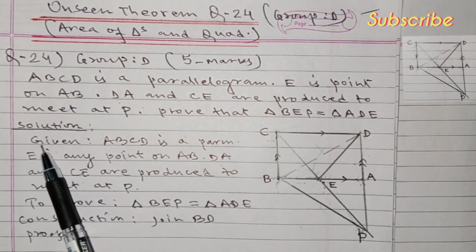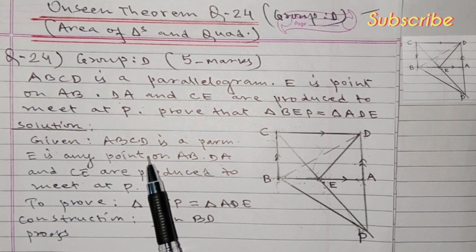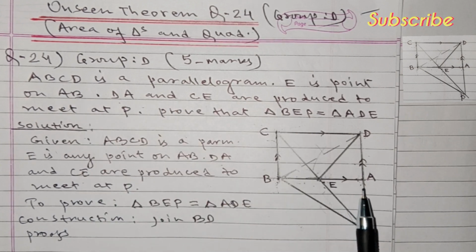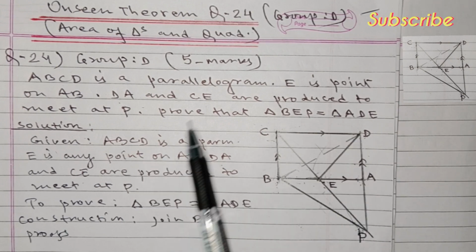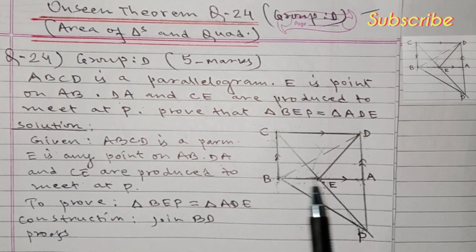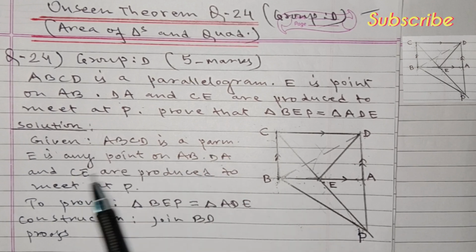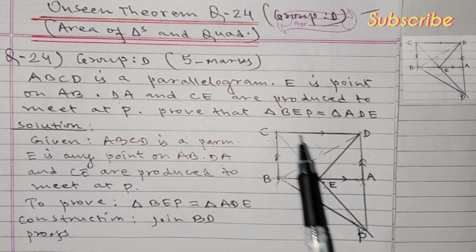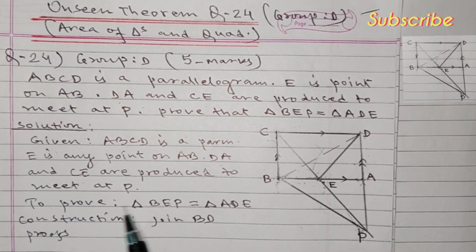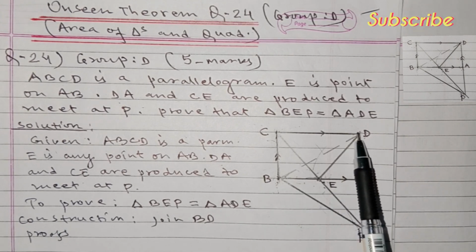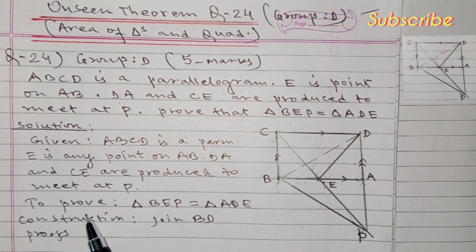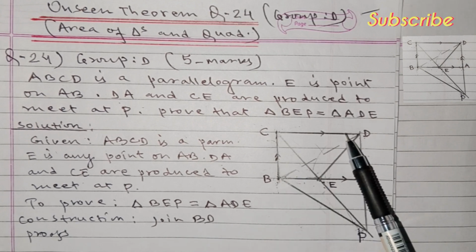Dear students, already I have written the given in order to save time. We are given that ABCD is a parallelogram, E is a point on AB, DA and CE are produced to meet at P, and we have to prove that area of triangle BEP is equal to area of triangle ADE. In order to prove this, we have to take a small construction: join BD.